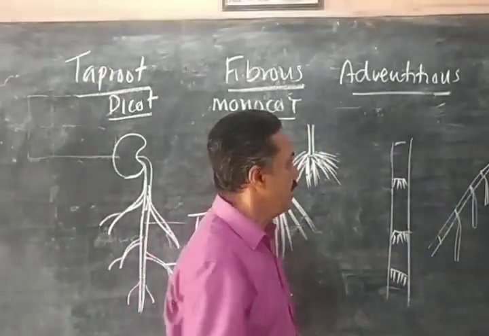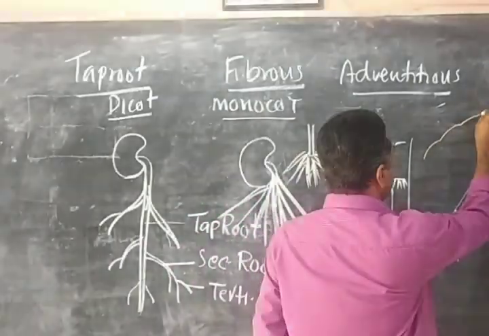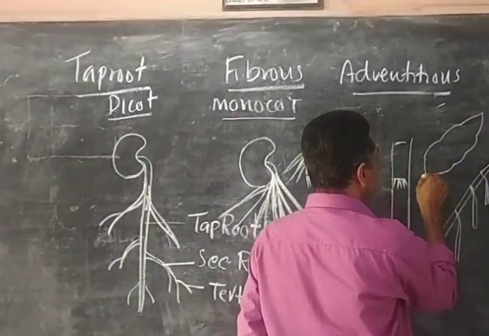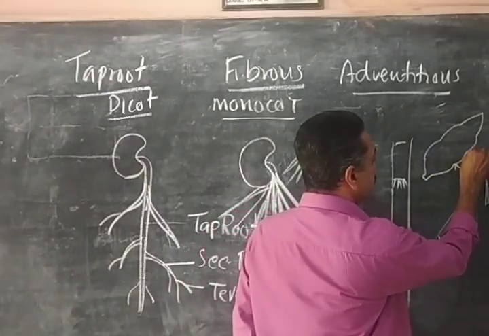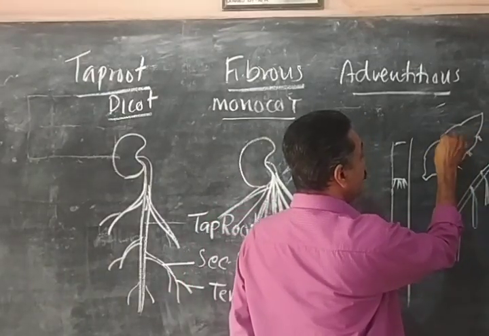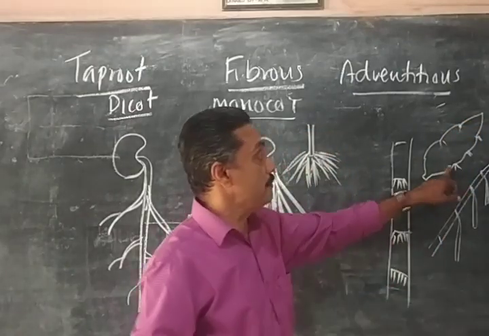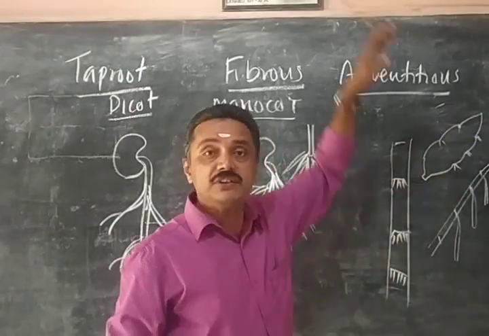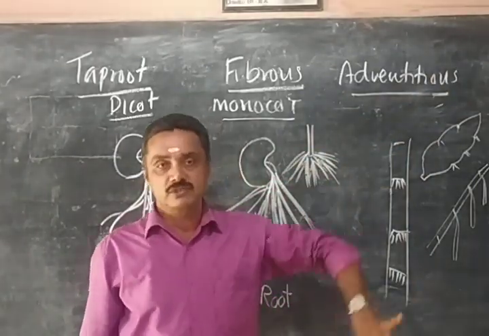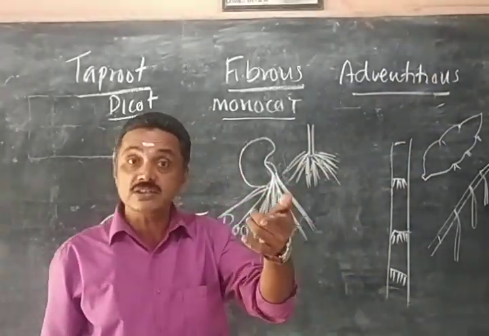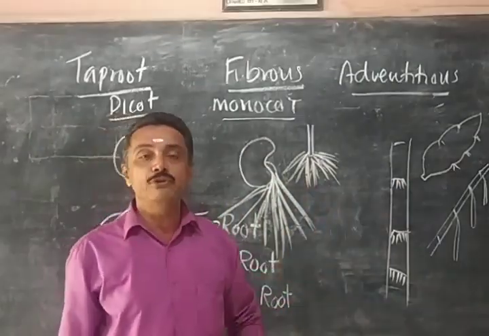In many plants, from the margin of leaves, roots originate. Such a root system originating from the stem or leaves other than the radicle is called an adventitious root system.